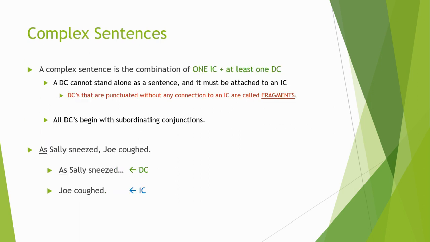A complex sentence is the combination of one independent clause plus at least one dependent clause. And remember, a dependent clause has a subject and a verb, but it cannot stand alone as a sentence. It must be attached to an independent clause. Dependent clauses that are punctuated without any connection to an independent clause are fragments, and they're incorrect. It's the third big mistake.